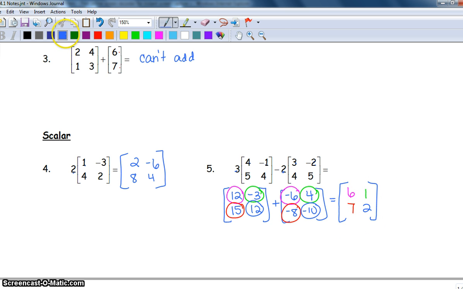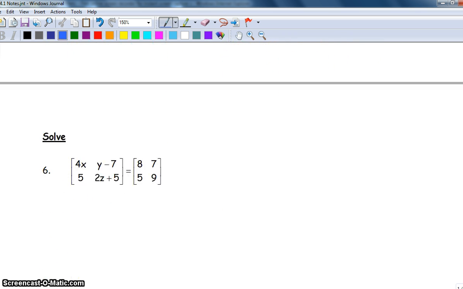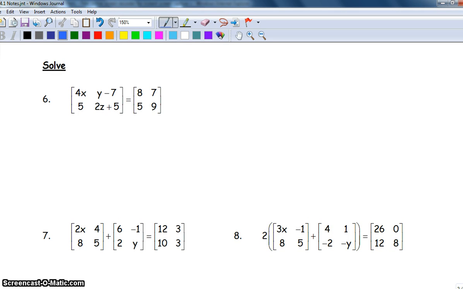All right, moving on. Our last topic for today is solving missing values in a matrix. So when I look at number 6, I've got 1, 2, 3, 4 entries. It's a 2 by 2, and my answer is a 2 by 2. I don't have any operations going on here. I'm not adding, like here I've got one matrix plus the second matrix. I'm just saying that this matrix and this matrix are equal. So I want to find out the missing values that would make that true.